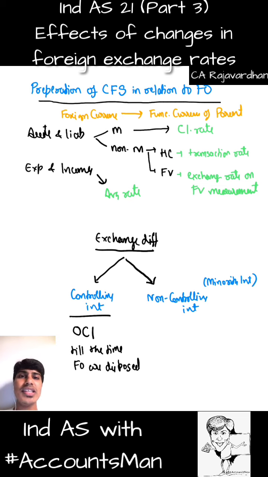The non-controlling interest share will be adjusted against the non-controlling interest, other equity, and translation exchange difference, that is, add or minus, gain or loss, either of it will be done. So this is the basic part. Now there are certain important aspects that will arise in the process of our consolidation.